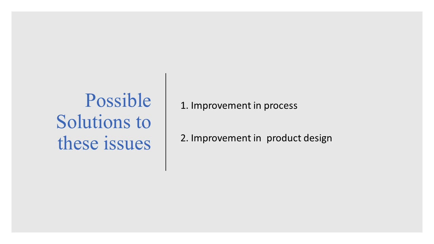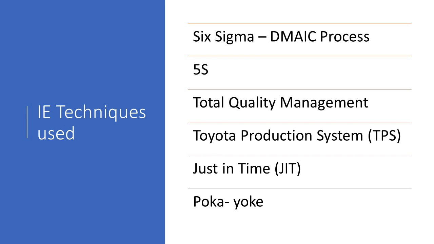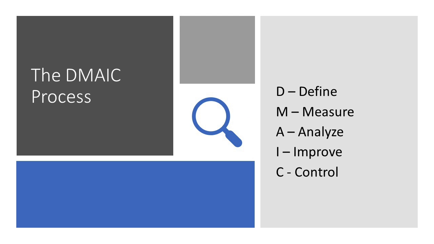For improving the process, we need to focus on how to organize the workstation before starting our assembly, so as to make the process faster and easier. For improving the assembly process, we used various industrial engineering techniques such as Six Sigma, 5S, Total Quality Management, Toyota Production Systems, Just-in-Time, and Poka-yoke, which is used to prevent errors. DMAIC is a well-structured procedure used for improvement in process and quality. The letters DMAIC stand for Define, Measure, Analyze, Improve, and Control.